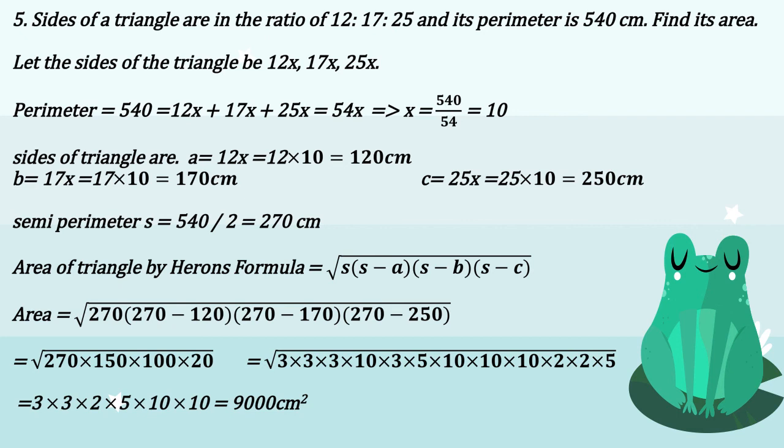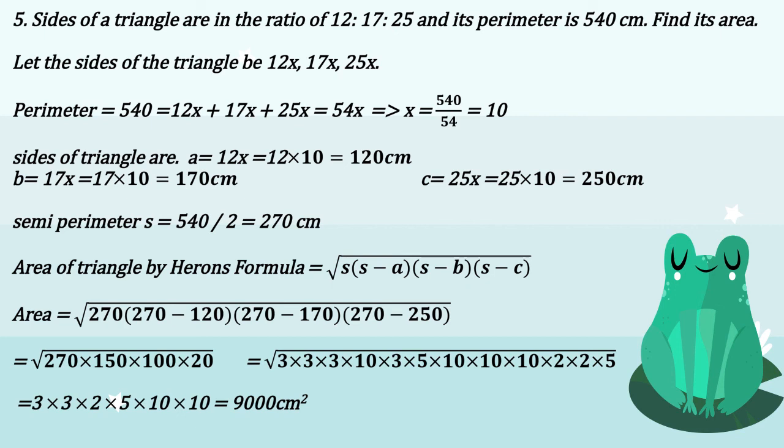I will directly write Heron's formula and substitute the values for S, A, B and C. What was Heron's formula? Under root of S multiplied by S minus A multiplied by S minus B and multiplied by S minus C. Instead of S I will write 270, and for A, B, C I will put the respective values. So this is what the equation looks like. Now I will solve the brackets. 270 minus 120, I am left with 150. 270 minus 170, I am left with 100. And 270 minus 250, I am left with only 20.